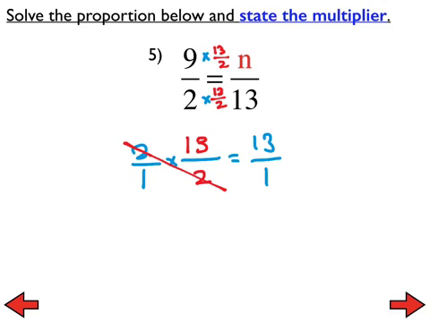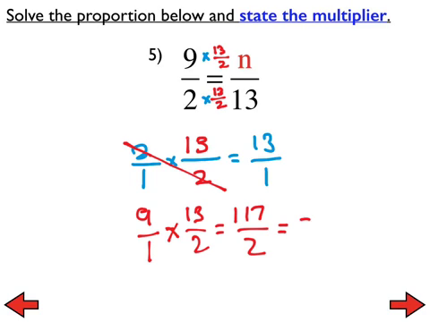Now you can find n. 9 times 13 over 2 is going to equal n. So your work is going to be like this. 9 times 13 over 2 equals, Sean? Good, 117 over 2, which as a final answer you can make 58 and a half.